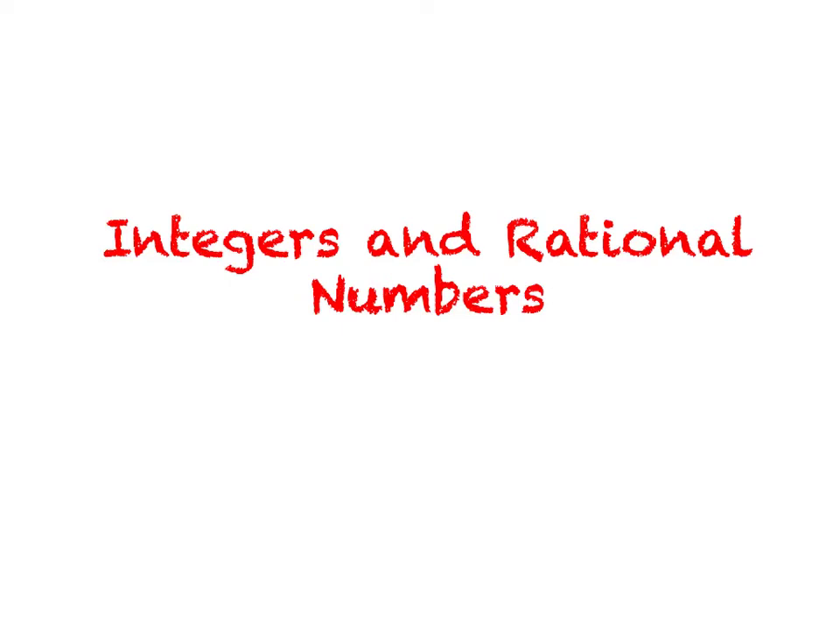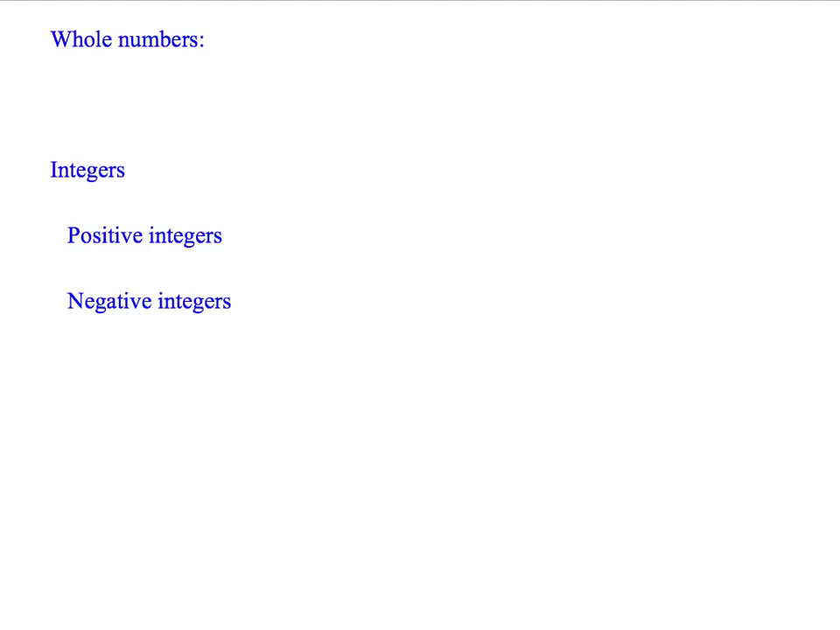In this video, we'll be looking at integers and rational numbers. We'll be covering a lot of vocabulary dealing with types of numbers. So the first one we have is whole numbers. Whole numbers are the numbers 0, 1, 2, 3, and the dot dot dot meaning all of the numbers that come after that. So all the way up to thousands and millions and beyond.